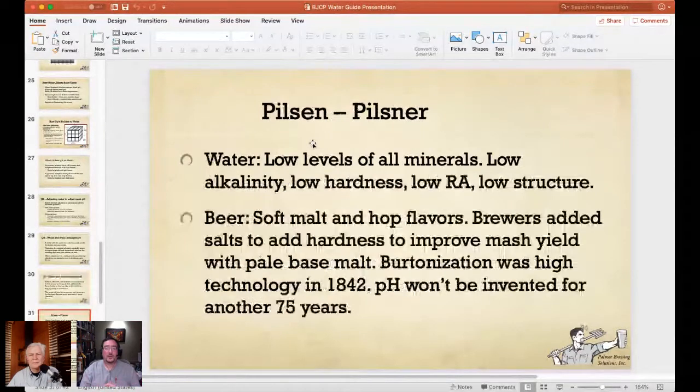The water has low levels of all minerals, low alkalinity, low hardness, low residual alkalinity, and low structures. In describing the beer, soft malt and hop flavors, the brewers added salts, and I said all that already.